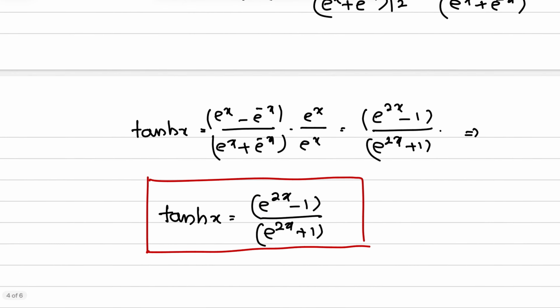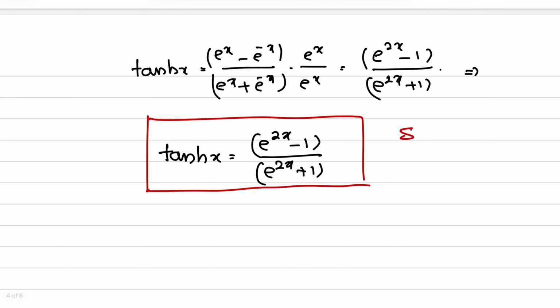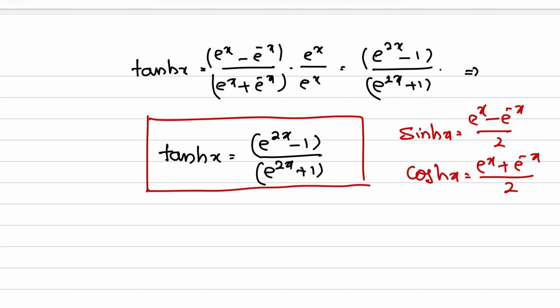We'll write it again here for clarity. sinh x is equal to e to the power of x minus e to the power of minus x by 2, and cosh x is equal to e to the power of x plus e to the power of minus x by 2.